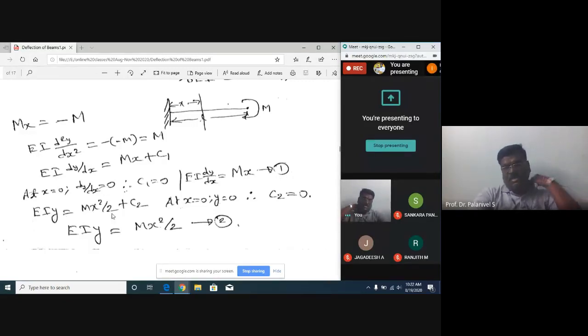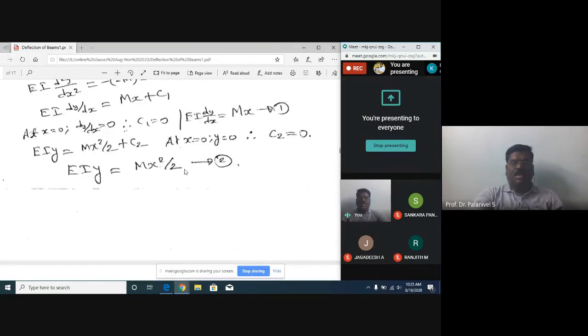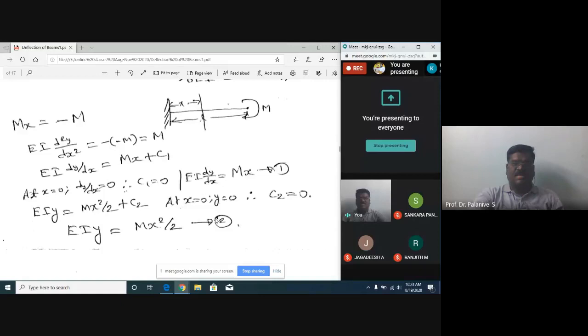EI y is equal to Mx square by 2 plus C2. Now I am applying the boundary condition. At x equal to 0, at the fixed end, y equal to 0, which implies C2 is 0. The integral constant is 0. Therefore, EI y equals Mx square by 2. This is equation 2. Now I have got the slope equation and the deflection equation after evaluating the integral constants.